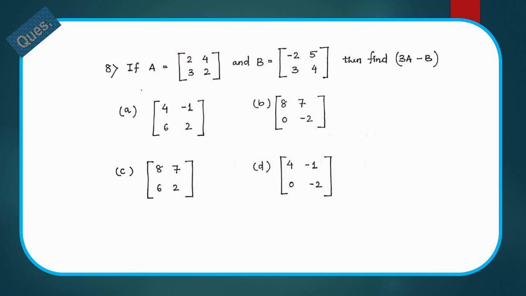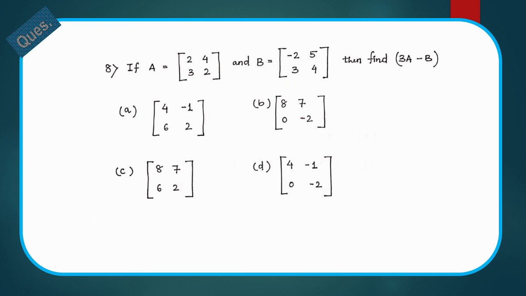Coming to the next question, if A equals 2, 4, 3, 2, and B equals minus 2, 5, 3, 4, then find 3A minus B. These are the options. We have to choose the correct matrix, which is 3A minus B.